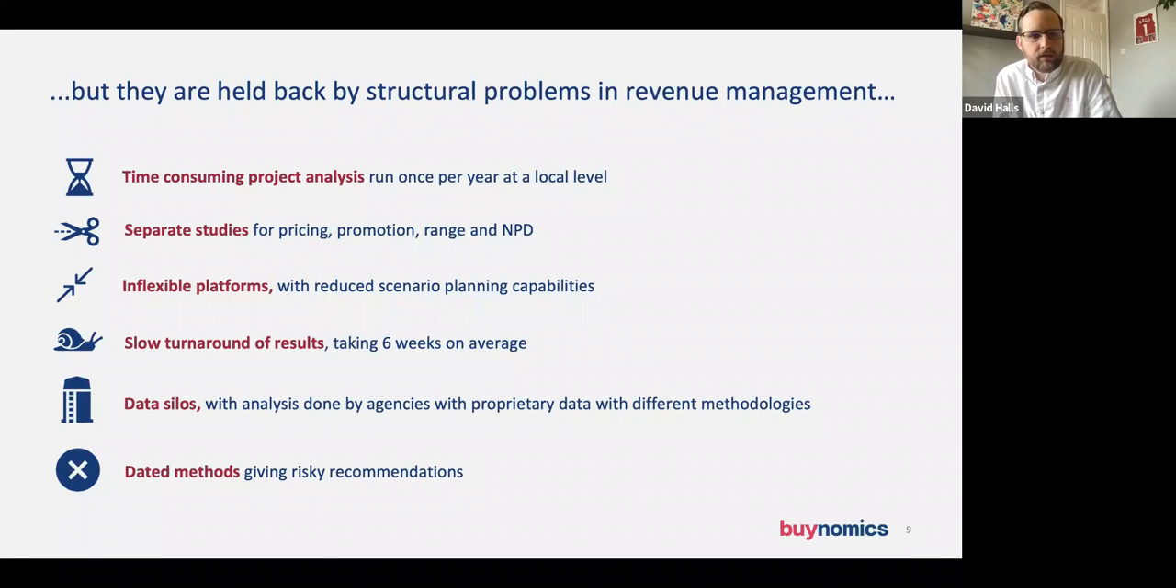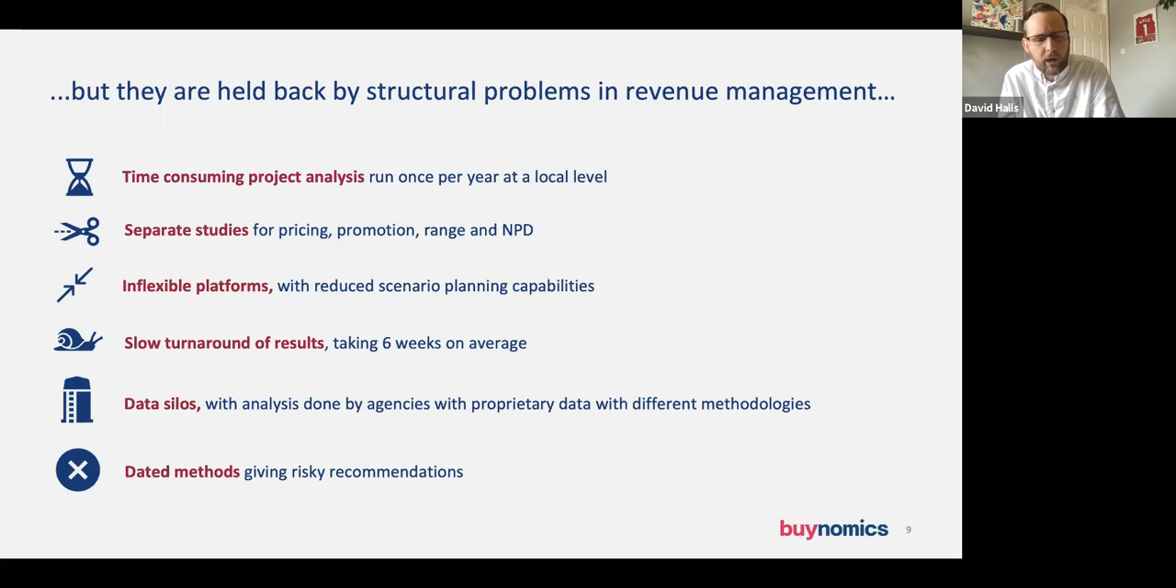So what's holding CPGs back from really being able to do their job as revenue managers as well as they should be able to? We've been looking at different ways of analysing price, promotions, assortment and NPD for decades, with things like price elasticity studies or trade promotion tools. The challenge is that they normally take a lot of time to do, and we look at them in isolation. We will do a pricing study, maybe a price and promo study, maybe a range study, but it will be separate, and they're all intrinsically linked.